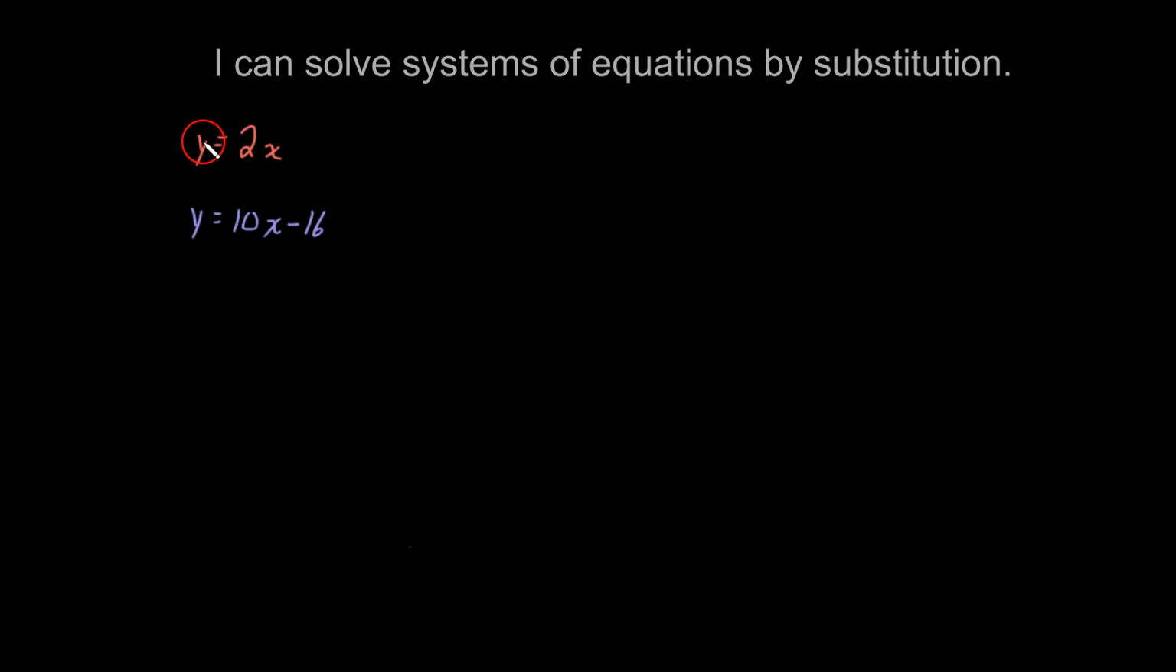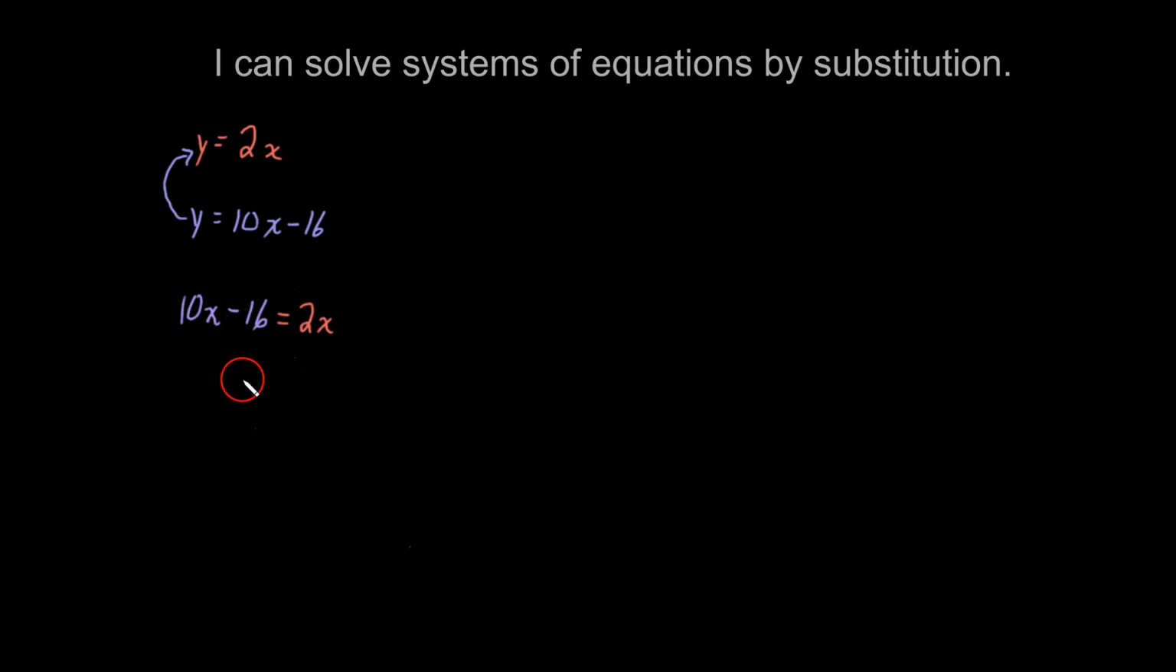So we're given the system of equations of y equals 2x and y equals 10x minus 16. And what we're going to do is take this equation here, which is equal to y, and substitute it in for y up in this equation. Okay, so we're going to take 10x minus 16 and substitute it in for y up here, which would give us the equation 10x minus 16 equals 2x.